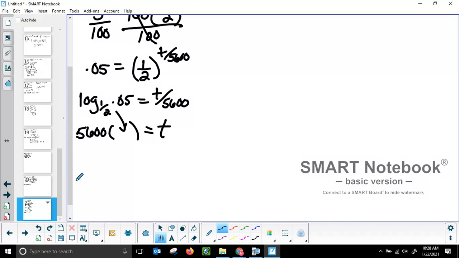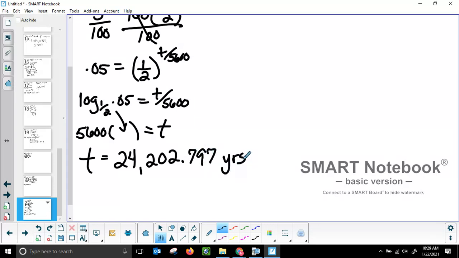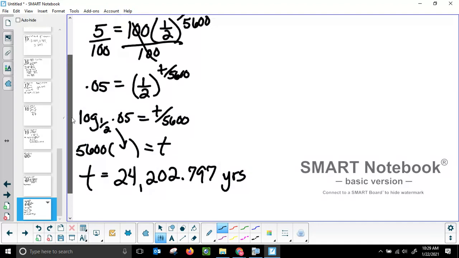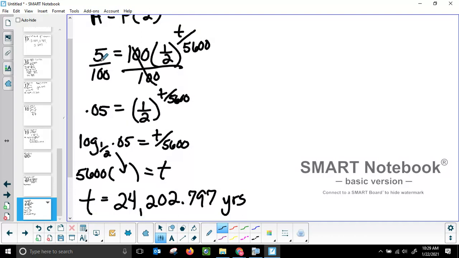So we plug that into our calculator. 5600 times log base 1/2 of 0.05, and we hit enter, and we get that t is equal to 24,202.797 years. Done. Right, so again, as long as you know your half-life formula, pretty straightforward.